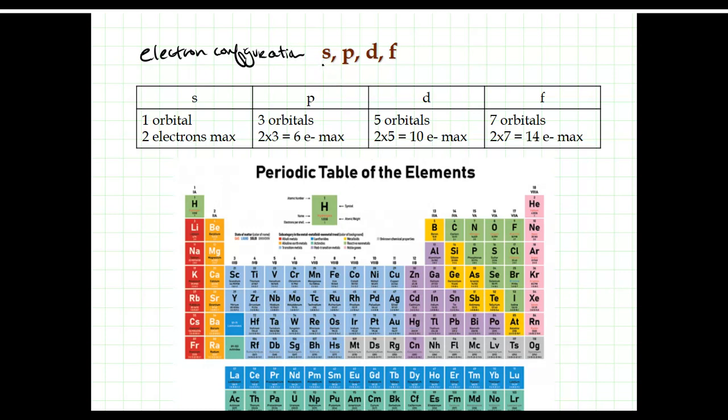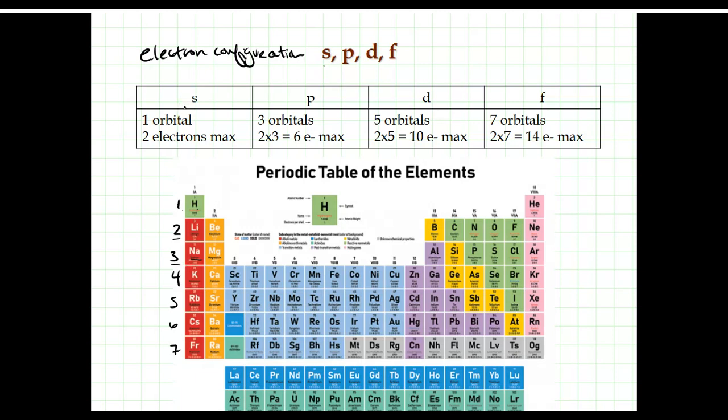So we know that there are energy levels, and we count them as rows headed down the periodic table. Energy level number 1, hydrogen and helium have electrons only in energy level number 1. These guys' valence electrons are in energy level number 2. This row of atoms have valence electrons in energy level number 3, and so on.